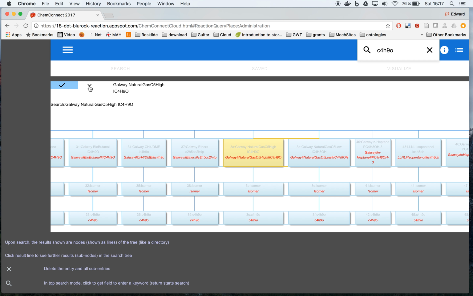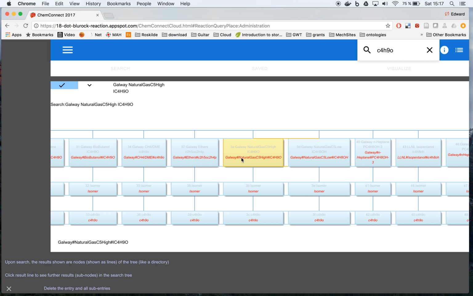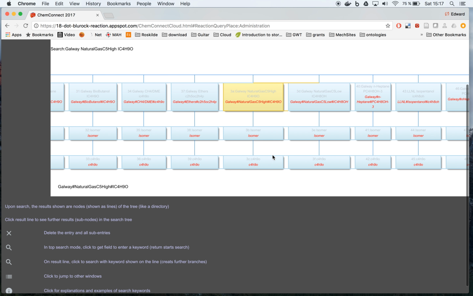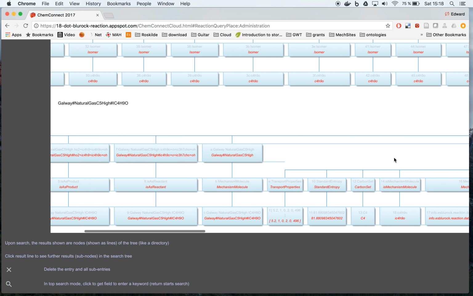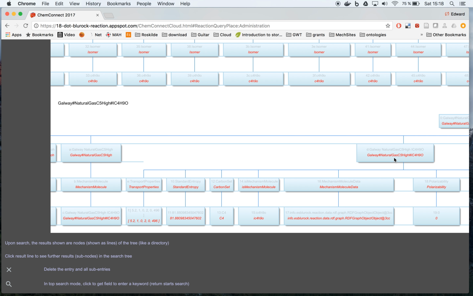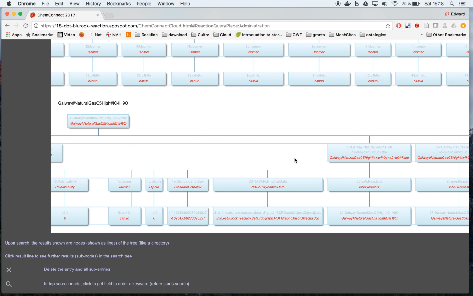And if we want to find more information about this, we click the arrow, and that puts this whole thing as a search term, in other words, this specific reaction, and we get the information about that specific reaction. For example, within that mechanism, it is a reactant. In this one, it is a product. In this particular reaction, it's a reactant. Here it's a mechanism molecule. We can look at transport properties. And we see it also has associated NASA polynomial data.